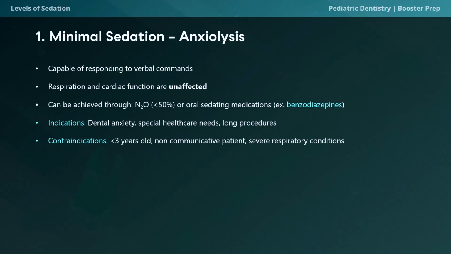The indications for use here would be patients with dental anxiety or special healthcare needs, a severe gag reflex, and long procedures. Contraindications include patients younger than 3 years old, non communicative patients, respiratory condition patients, sickle cell patients, or bleomycin sulfate use.